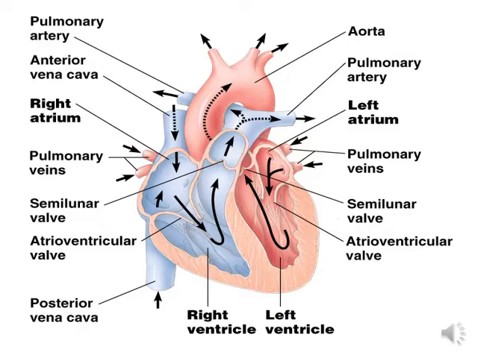Then you can notice that this heart has got this vena cava bringing blood from the body. You notice that this side is kind of blue, signifying deoxygenated blood. This side is kind of red, signifying oxygenated blood. All right.